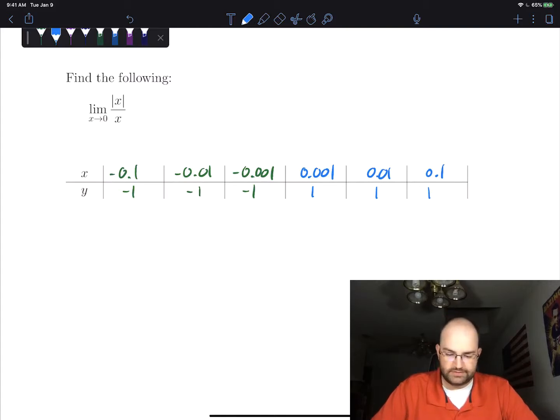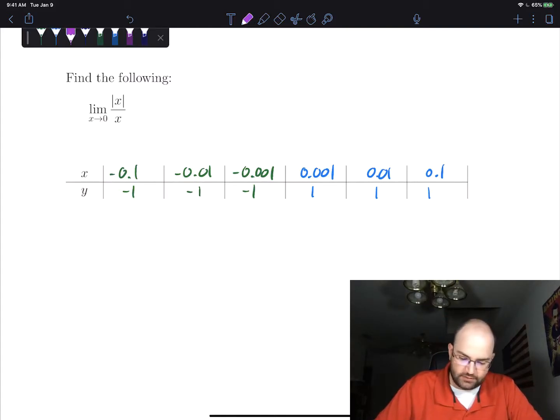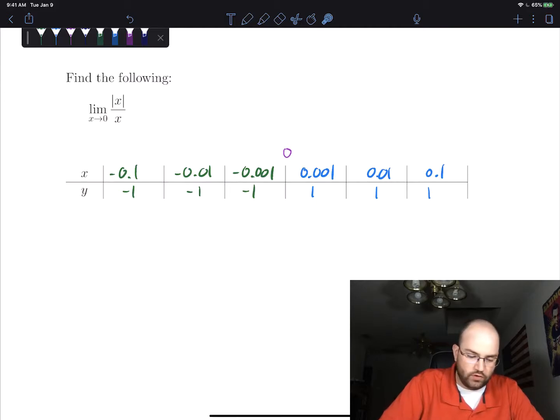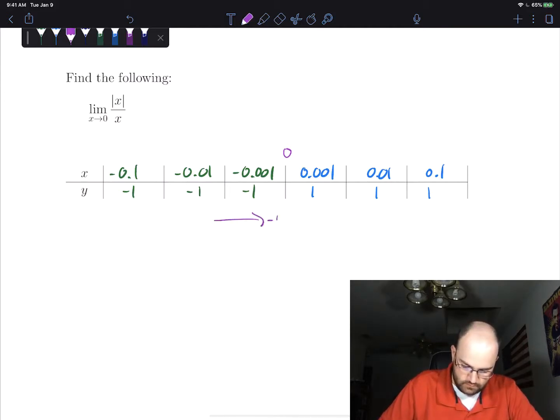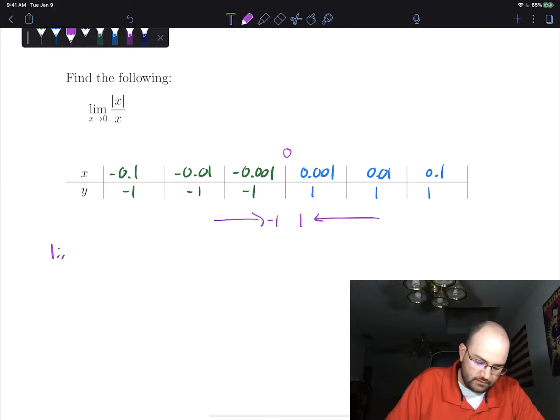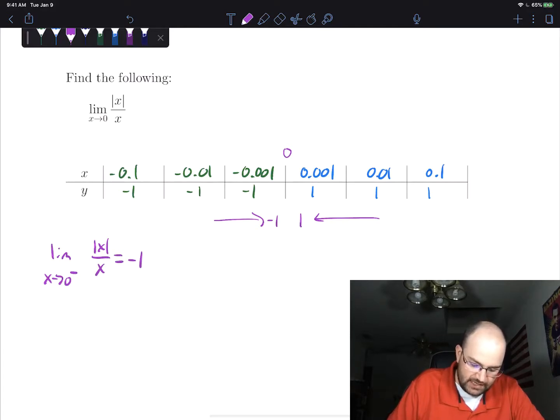Okay, welcome back to the notes. Notice that as x goes to 0 from the left-hand side, we get negative 1. And as x goes to 0 from the right-hand side, we're getting 1. So what this is telling me is that the limit as x approaches 0 from the left-hand side of this function is -1, and the limit as x approaches 0 from the right-hand side of this function is +1.